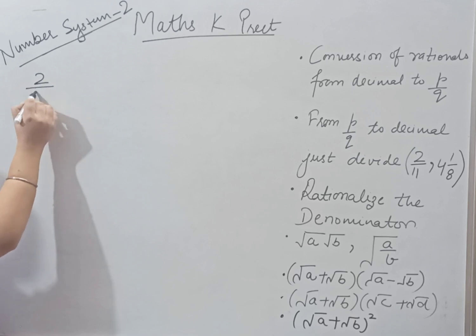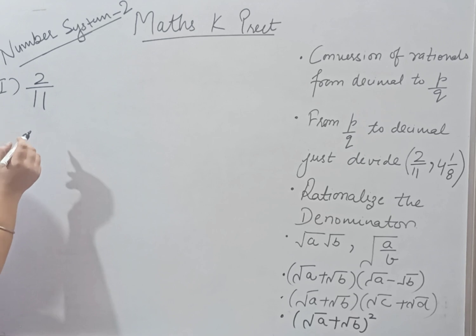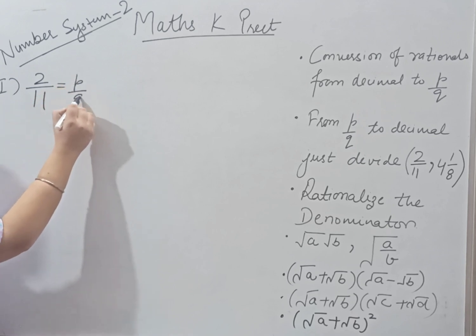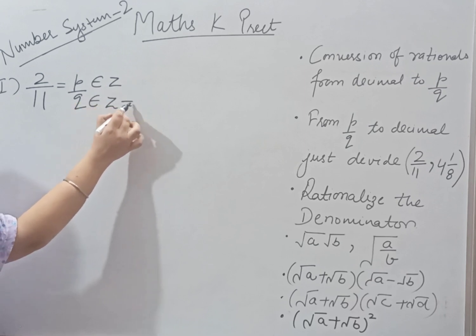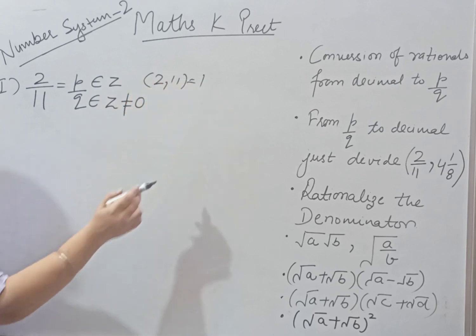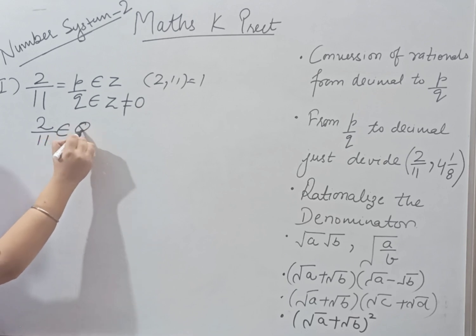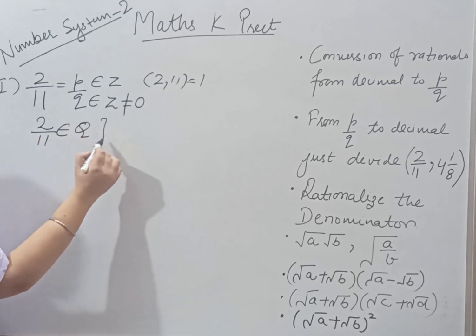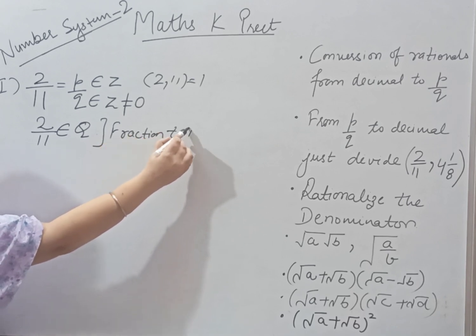Say we have the number 2 by 11. First we will check whether this is a rational number or not. Clearly this is of the form p by q. 2 is an integer, 11 is also an integer, 11 is not equal to 0, and the common factor between both numbers is 1, so both numbers are co-prime. So this number satisfies all the conditions for a rational number, so 2 by 11 belongs to the rationals. Let's see how to convert from fraction form to decimal form.